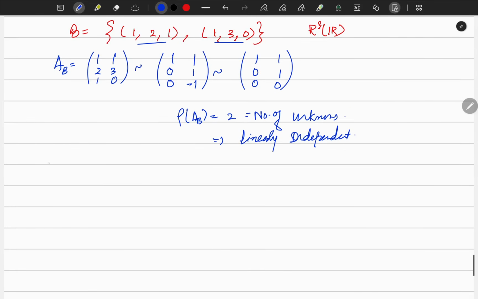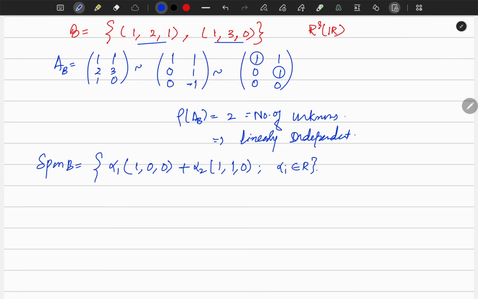So what will you do? You will take the span of B. The span of B is the set of linear combinations. So alpha 1, you can take this one as well as a basis. This is your pivot element, so you can try it in this way as well. Plus alpha 2 times (1, 1, 0). Alpha 1 and alpha 2 are real numbers. So what you have here is alpha 1 plus alpha 2, similarly alpha 2, and 0.